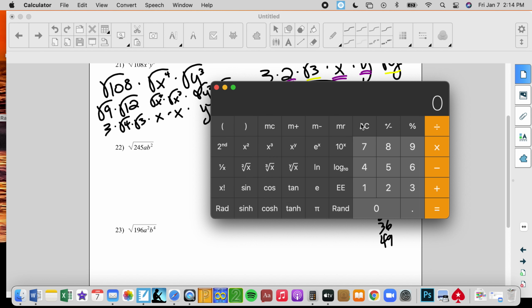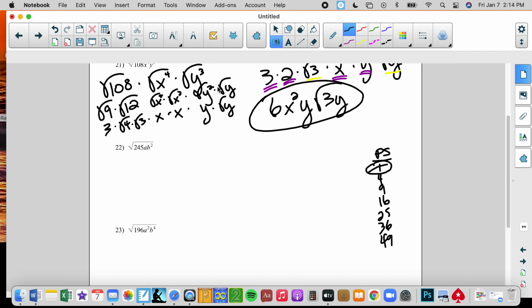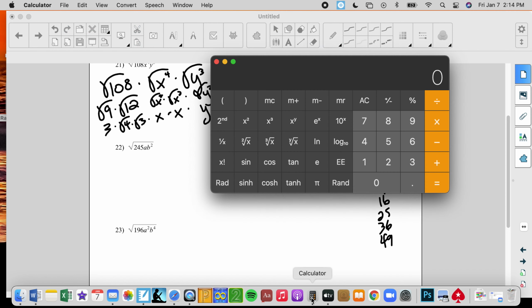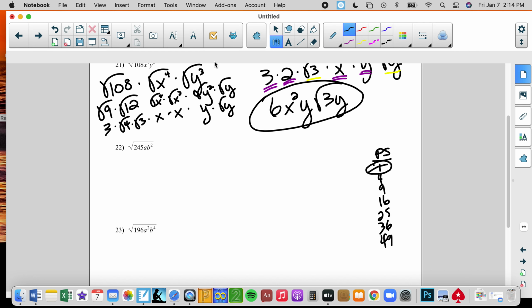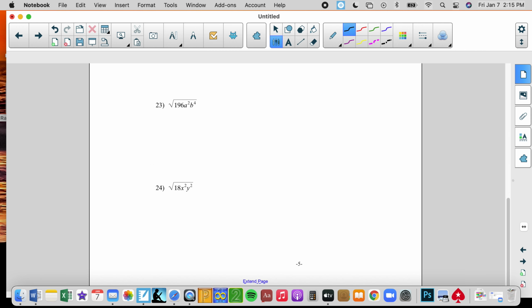25, I know 25 doesn't go into 245. 36, all right, let's try 245 divided by 36. Nope, doesn't go in evenly. All right, so I could continue, I could try 49, but what's better, oh shoot, didn't mean to do that.